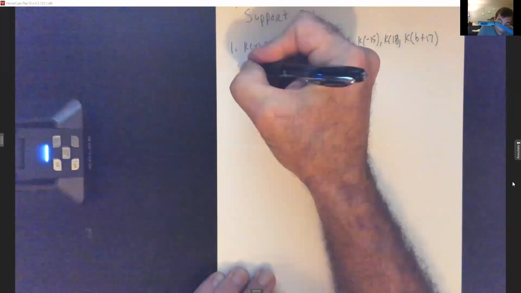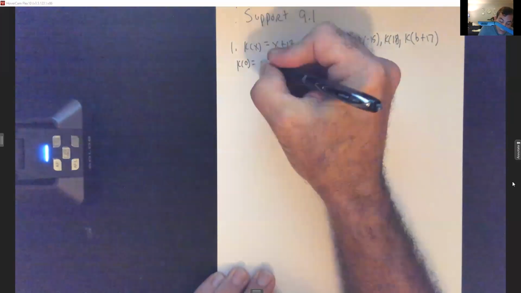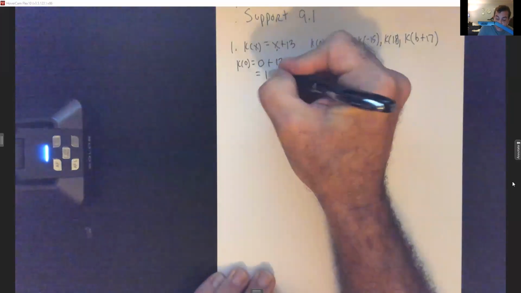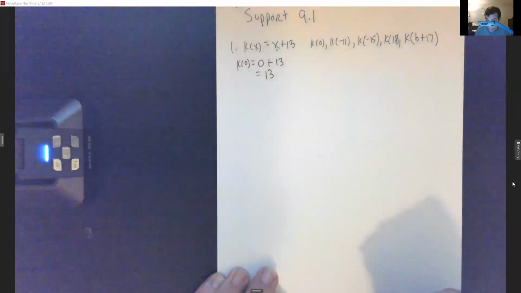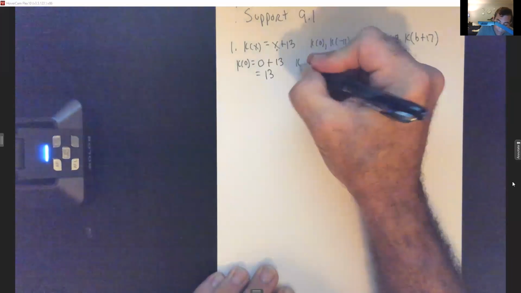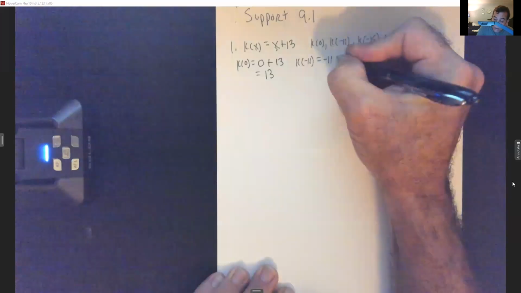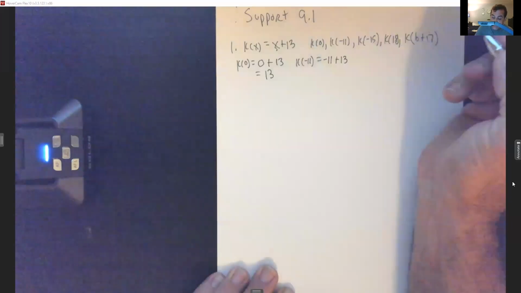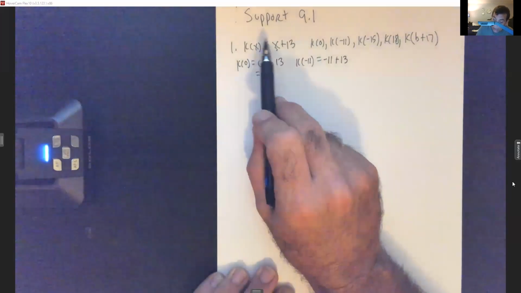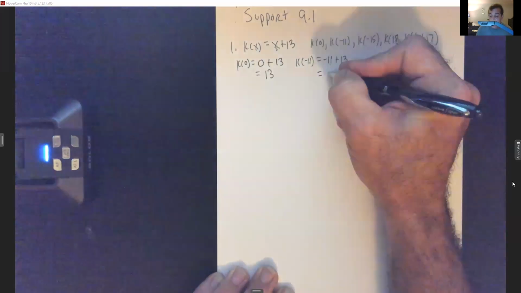So for k of 0, we take that function and put a 0 in for the x. So we get 0 plus 13, and then 0 plus 13 is 13. So k of 0 is 13. K of negative 11, I'm going to put a negative 11 in for that x. So I get negative 11 plus 13. So see, this number is telling you what you put into the function for every x. And then you figure out what negative 11 and 13 is, and that is positive 2.